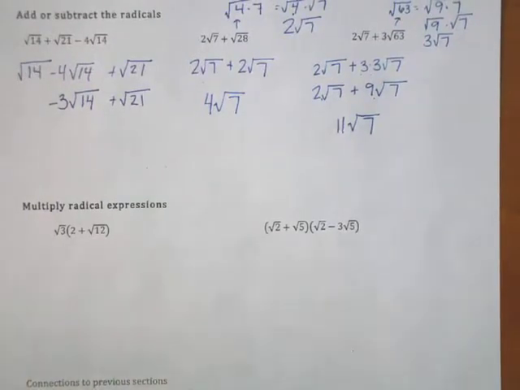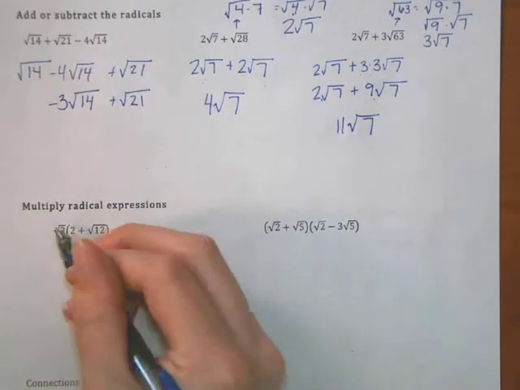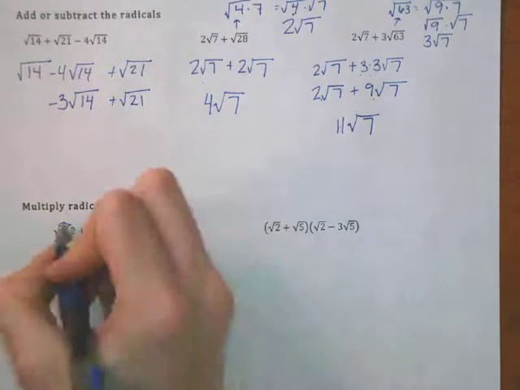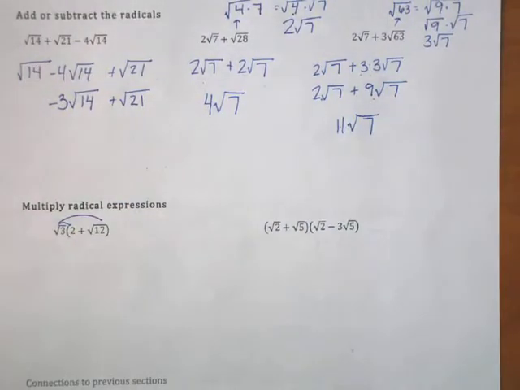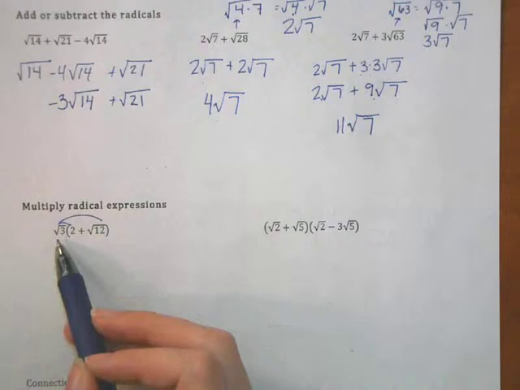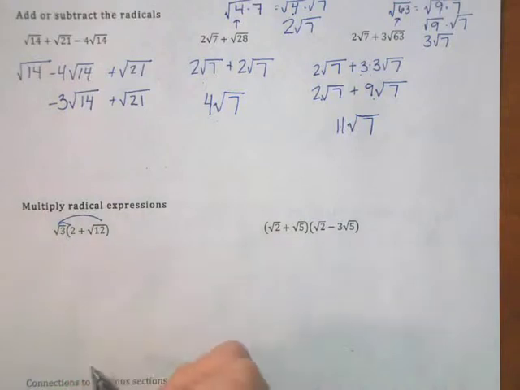All right. A little bit of multiplying. So thinking back to our warm-up and our distributive properties, I'm going to distribute my square root of 3 out. So I'm going to multiply it here, and I'm going to multiply it here. So what is the square root of 3 times 2?